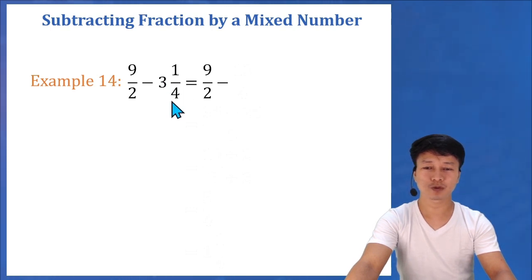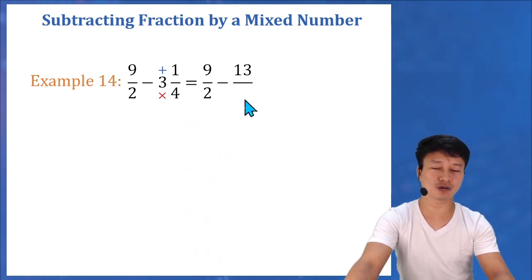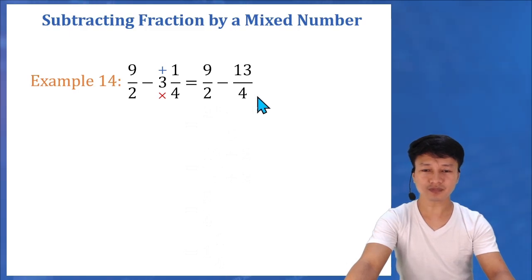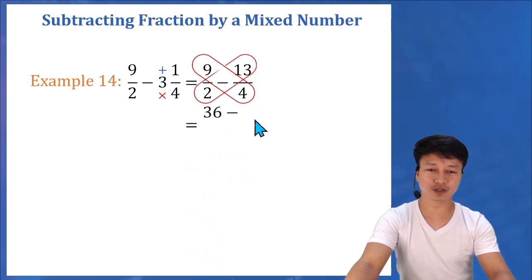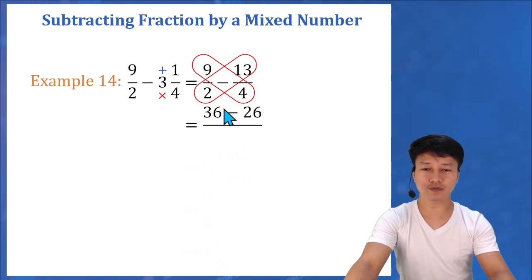So just copy 9 over 2 minus the equivalent improper fraction of 3 and 1/4, which will be like this. We have 4 times 3 is 12 plus 1 is 13. So this is 13 over the denominator, which is 4. And then they are dissimilar fractions. So what we need to do is to use our butterfly method. Okay, so this is 9 times 4 is 36 minus 2 times 13 or 13 times 2 is 26 over 2 times 4 is 8.